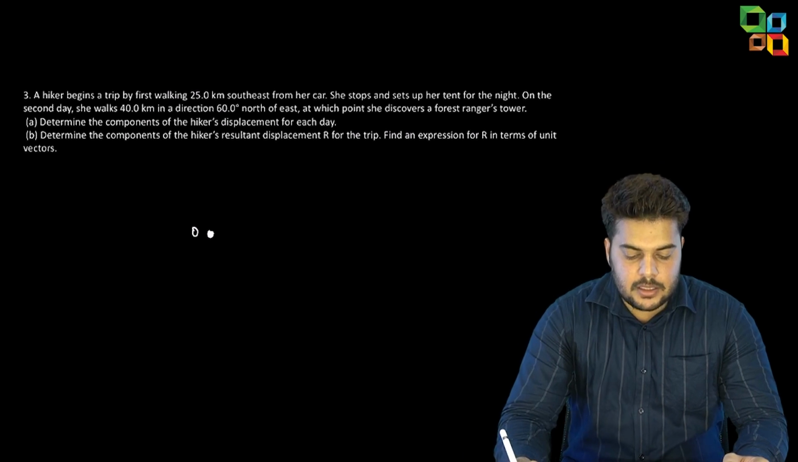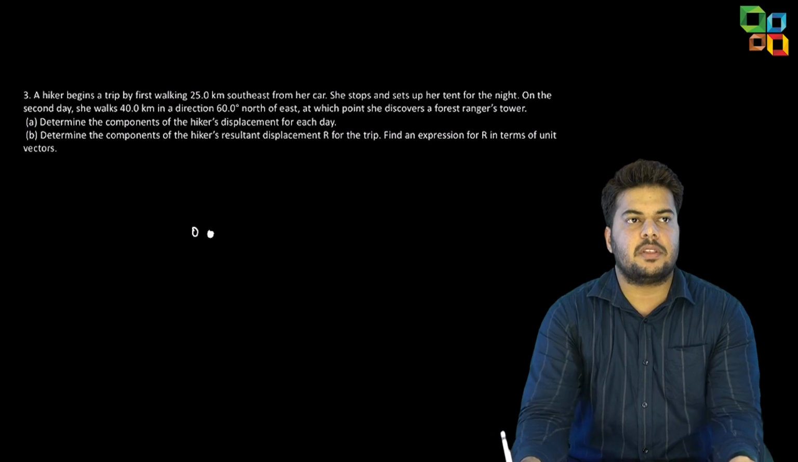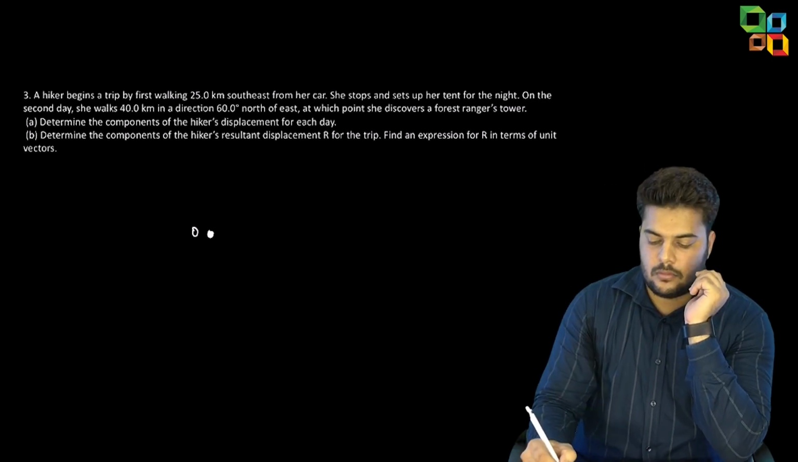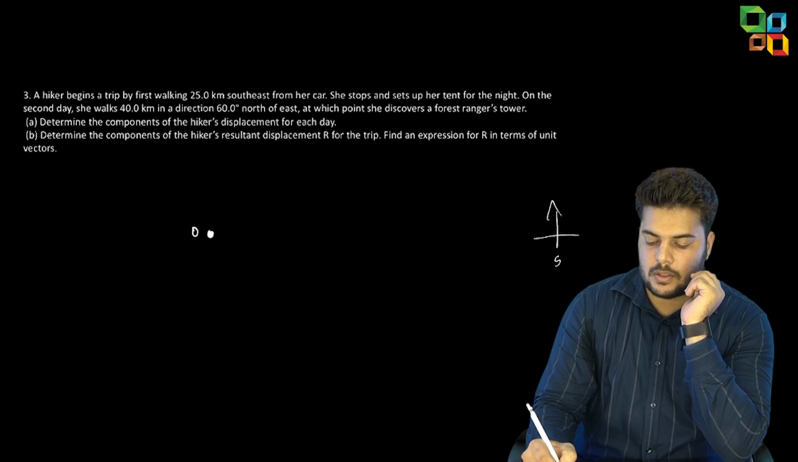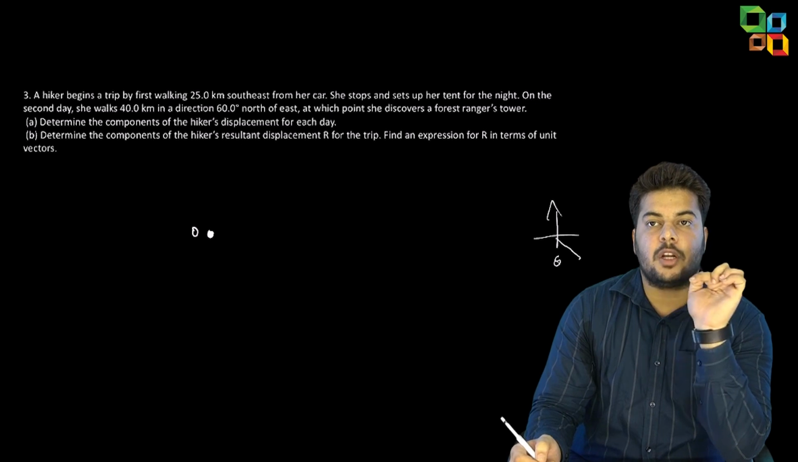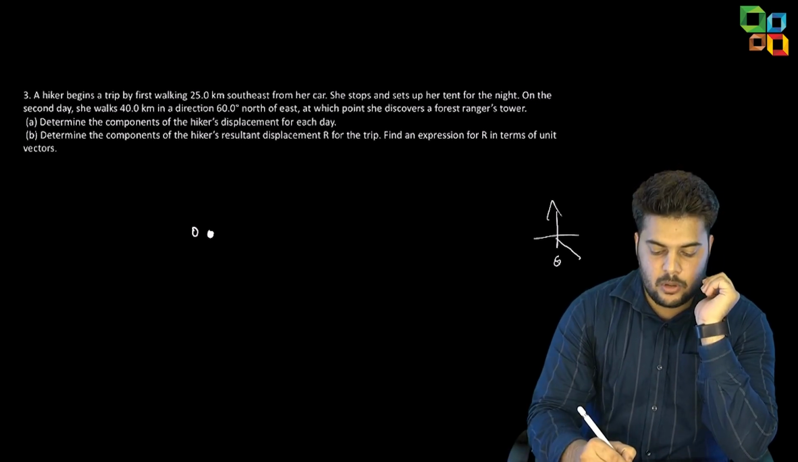A hiker begins the trip by first walking 25 kilometers southeast from a car. What does that mean? Southeast. So this is north, this is south. Southeast means 45 degrees. Southeast always means 45 degrees, exactly between south and east. So the diagram would look like this.